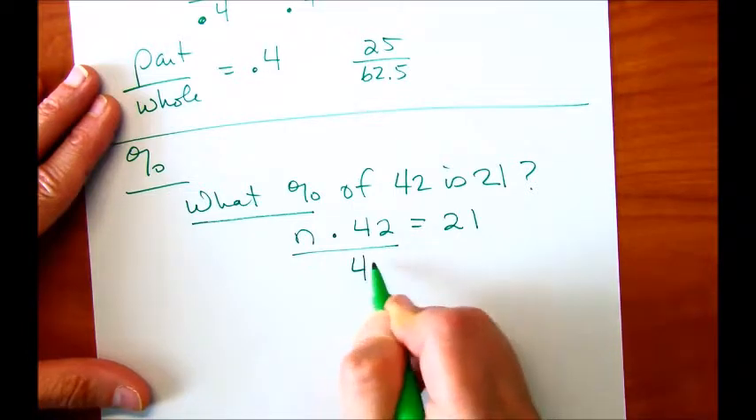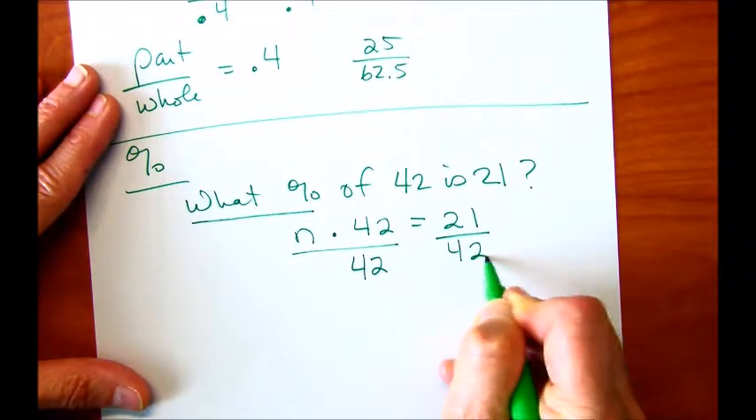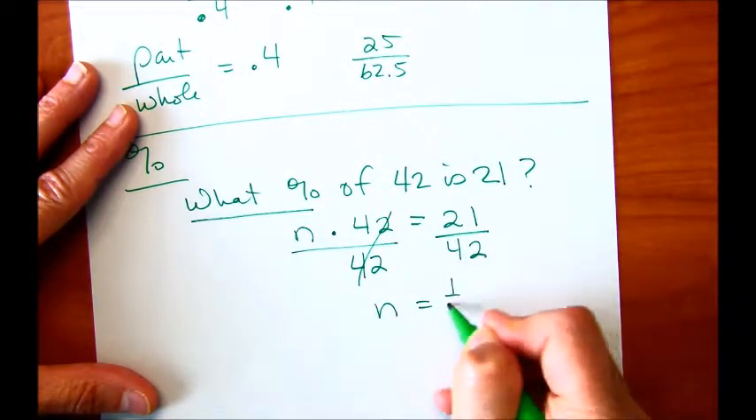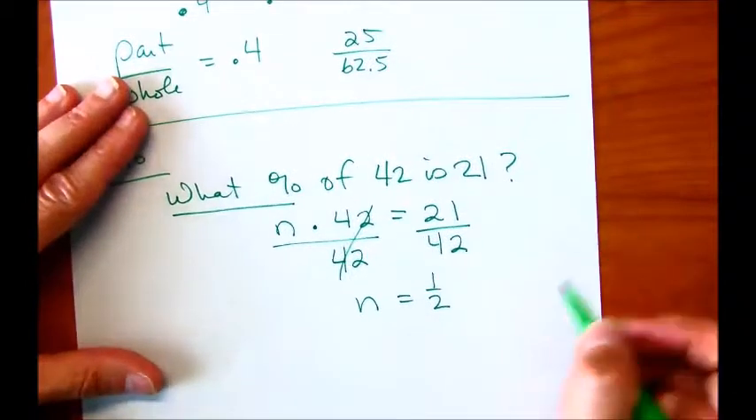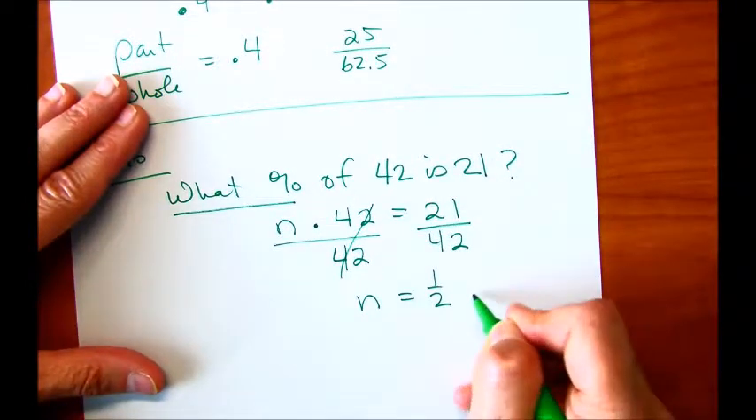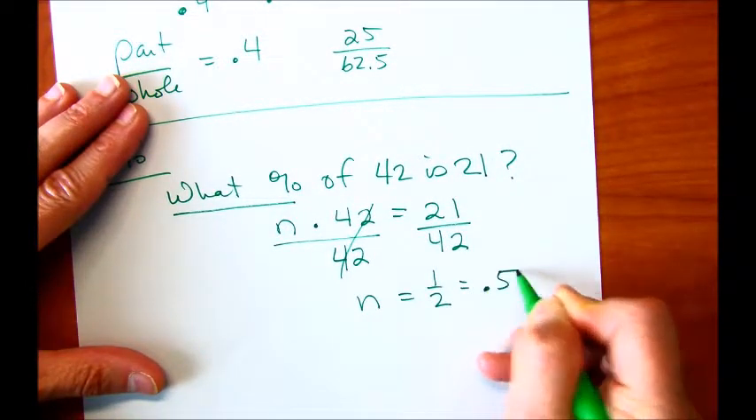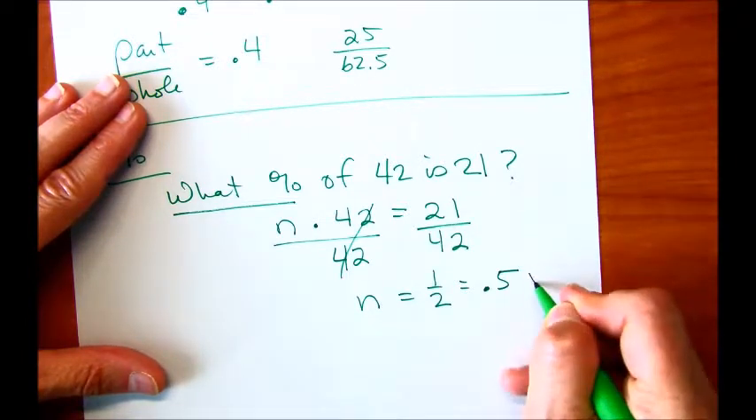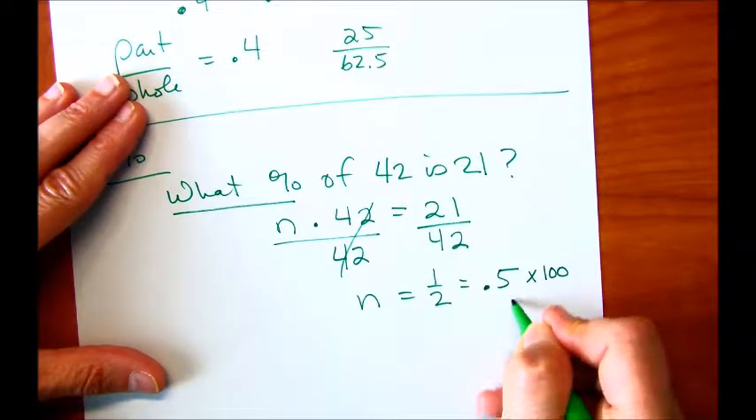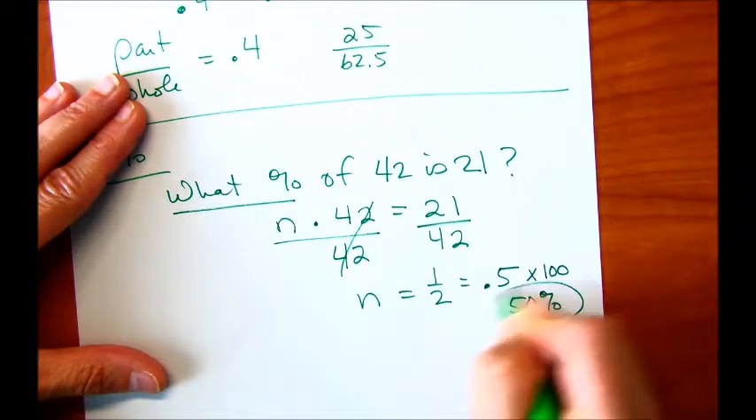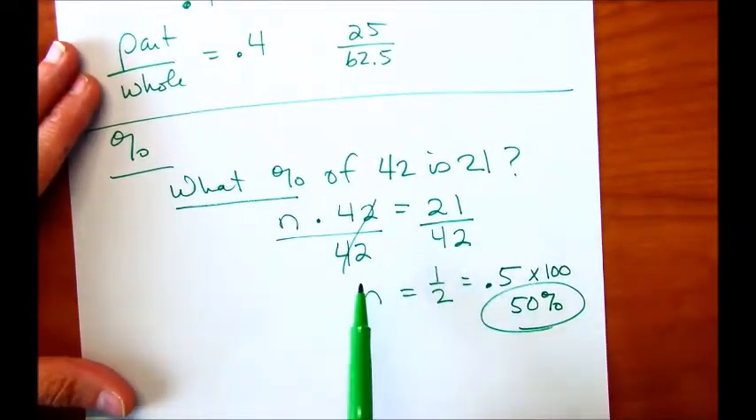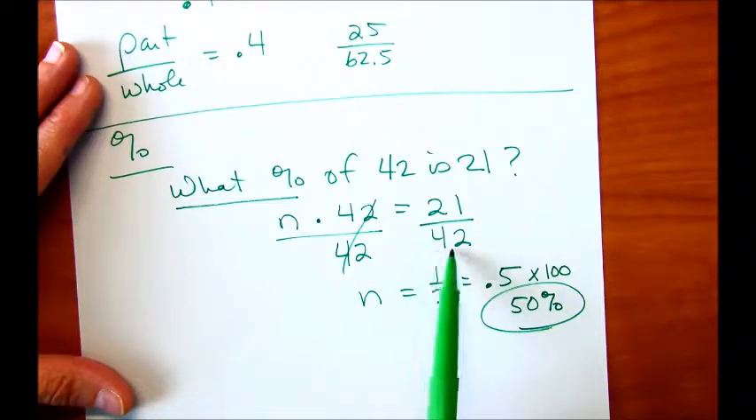I'm just going to divide by 42 on both sides, and I'm left with n equals, looks like 1/2. Now what is 1/2 as a decimal? Well, it's going to be equal to 0.5. Now if we want to convert this to a percent, remember we multiply by 100, and that's going to give you 50%. And if you plug in, well, we already did that. 21 divided by 42 is going to equal 1/2, which is 50%.